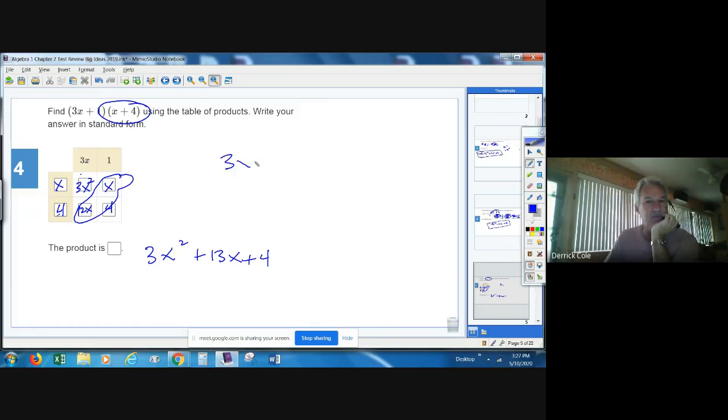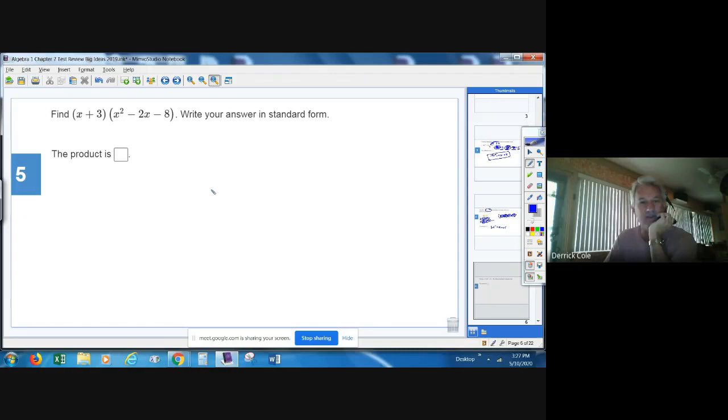If you did this with FOIL, check out what would happen. 3x times x would give me 3x squared. 3x times 4 gives me 12x. 1 times x gives me 1x. 1 times 4 gives me 4. They're the same numbers. All right, next one.